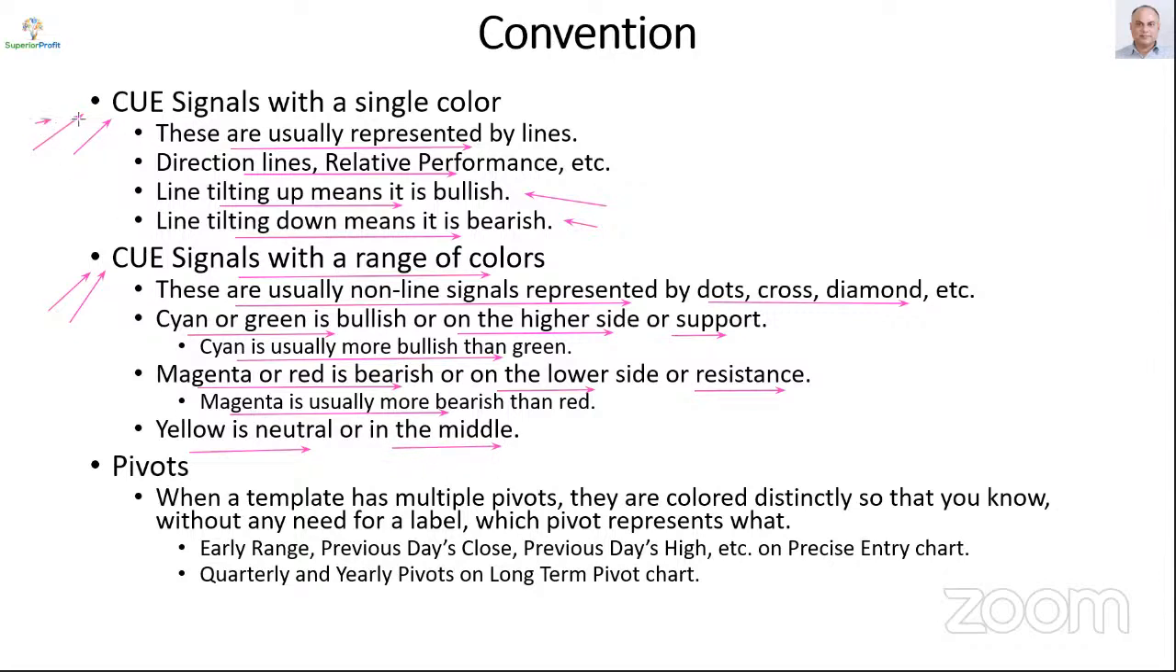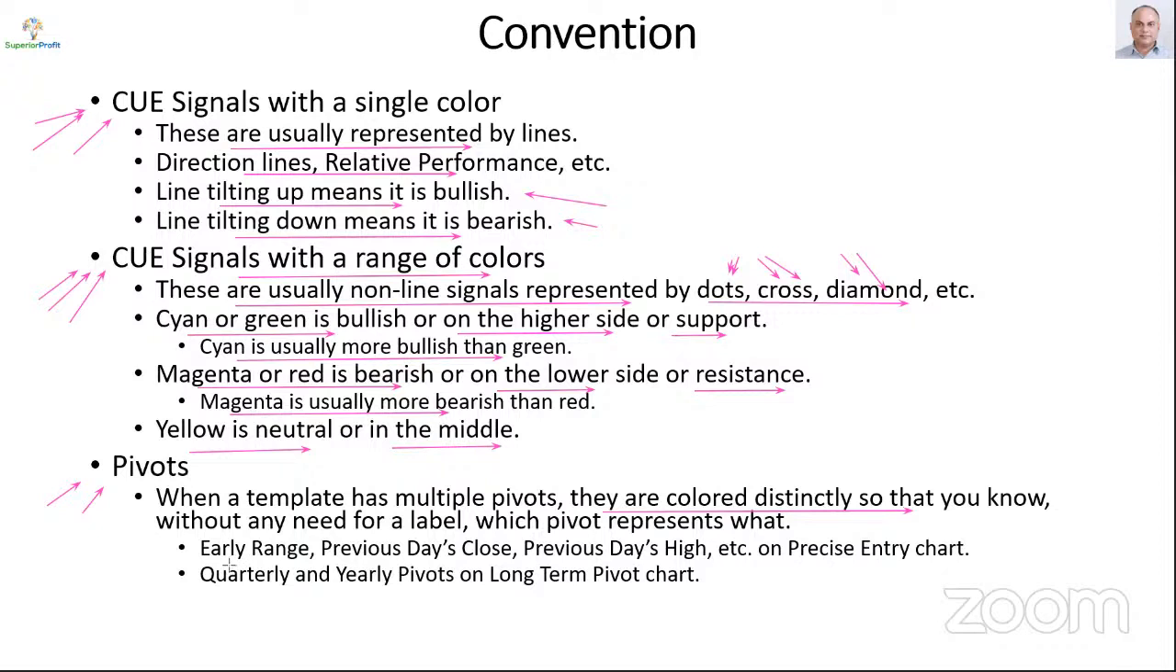So these are two categories. One is line indicators that don't change color, and non-line indicators that change colors. And then we have pivots, price levels. Pivots are not dots, not crosses, not diamonds, not isolated signals. They are continuous signals similar to lines, but they are straight lines, pivot lines. When a template has multiple pivots, they are horizontal price levels. They are colored distinctly so that we know without any need of a label what that pivot represents.